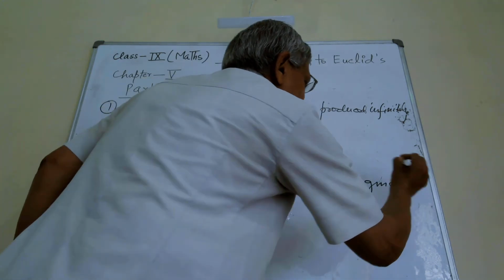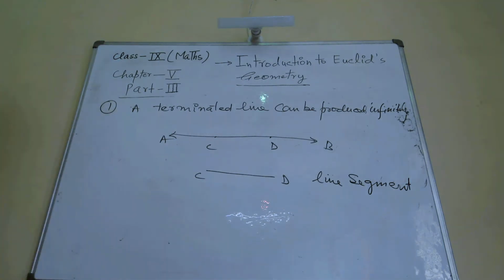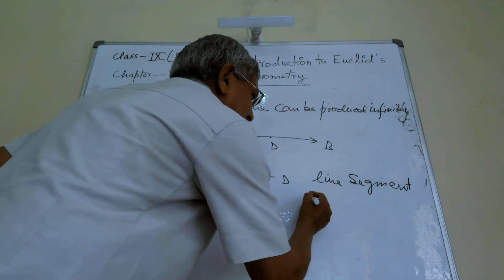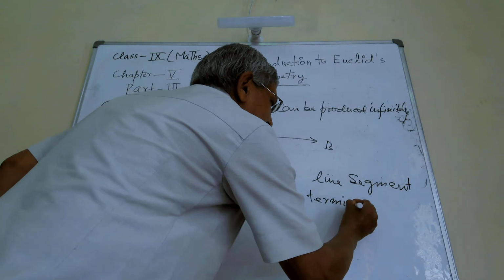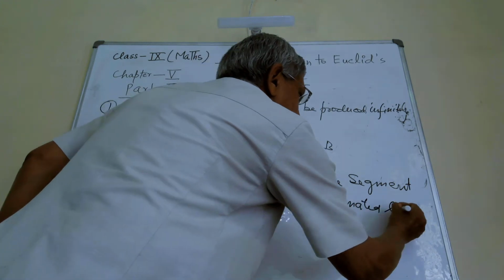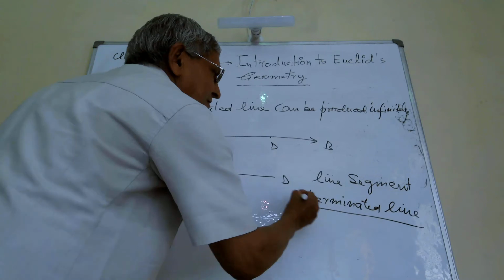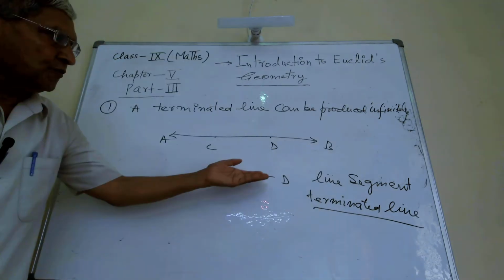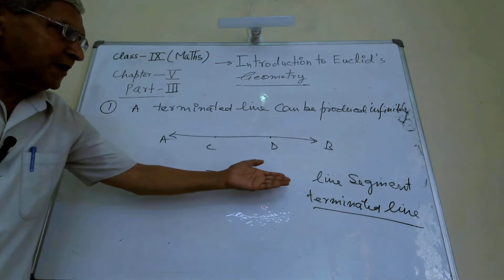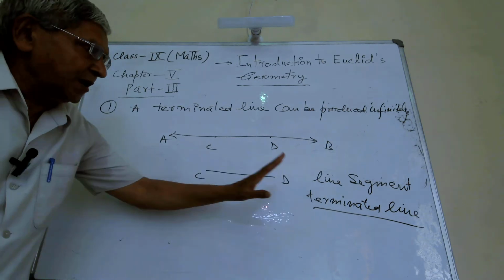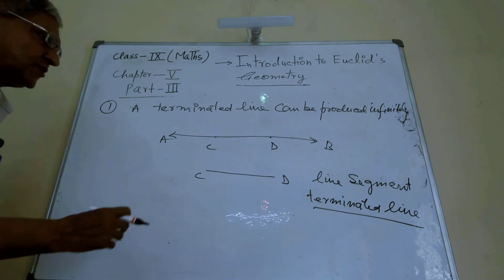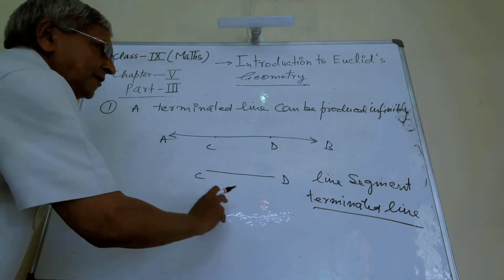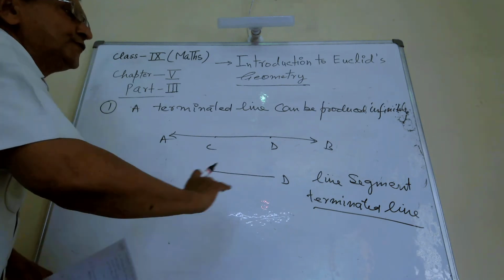This is a line segment. And Euclid called this line segment a terminated line. Either you call it a line segment, or you can say terminated line in the words of Euclid. So he said this terminated line can also be extended infinitely.